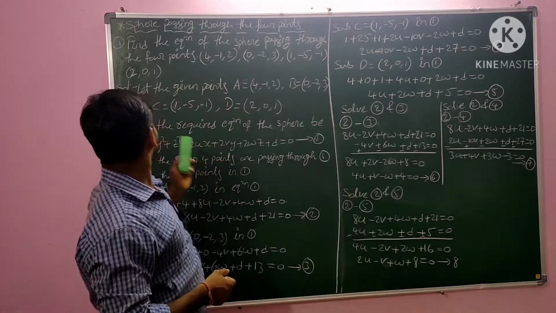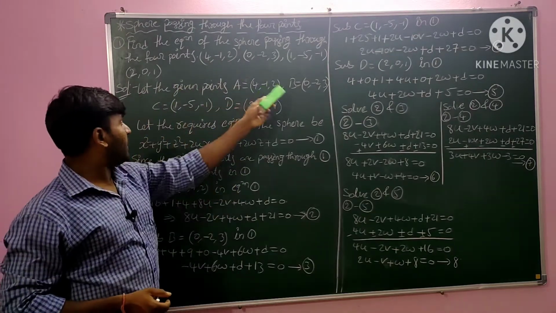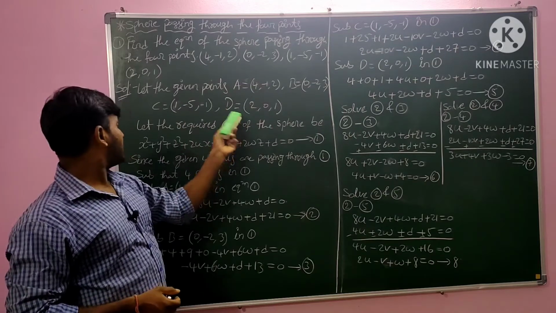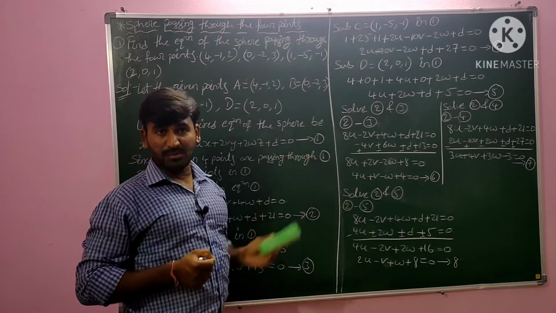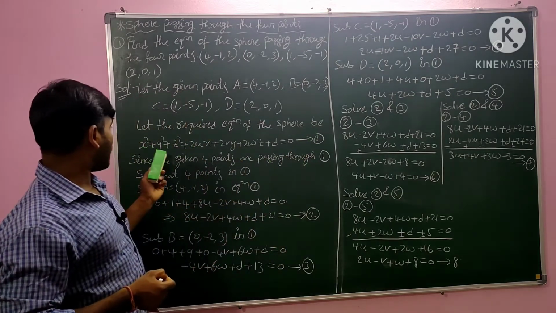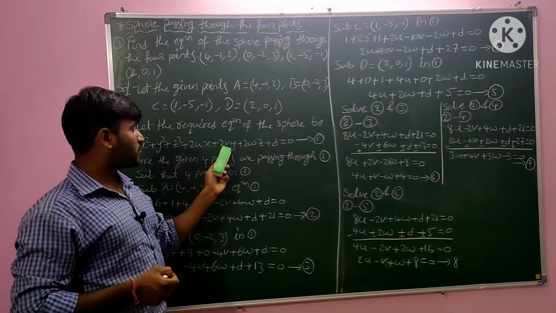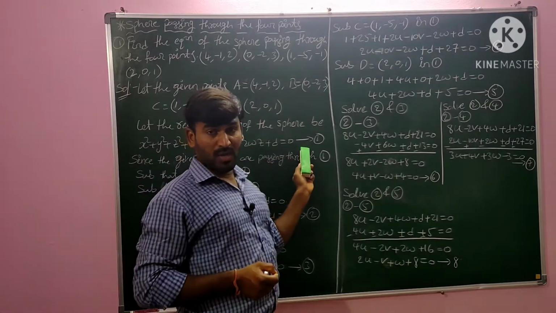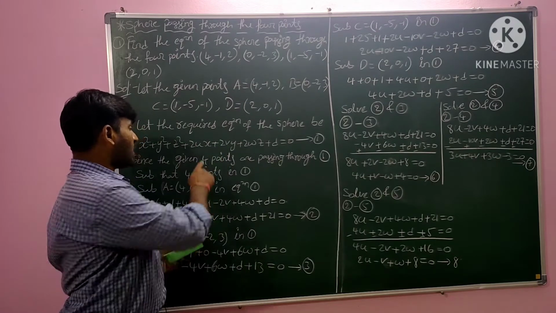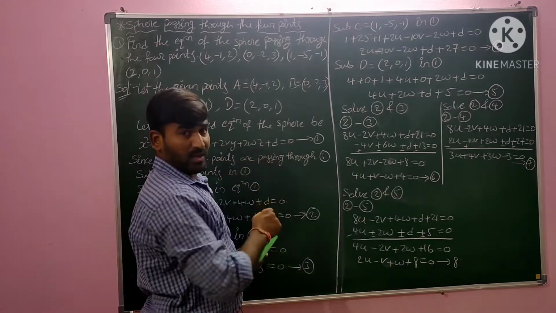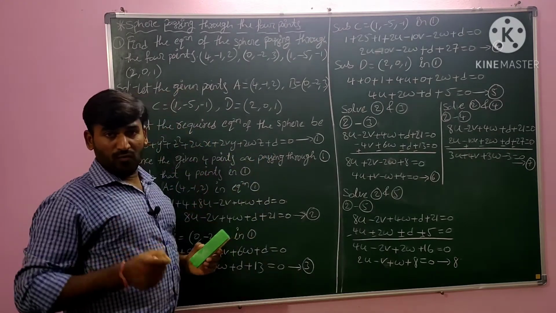Let us discuss. Let the given points be A, B, C, D, and let the required equation of the sphere be in the standard form: x square plus y square plus z square plus 2ux plus 2vy plus 2wz plus d equal to 0. This is our required sphere equation, but we don't know the values of u, v, w and d. Those values we need to find out.